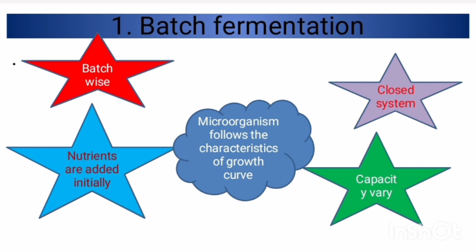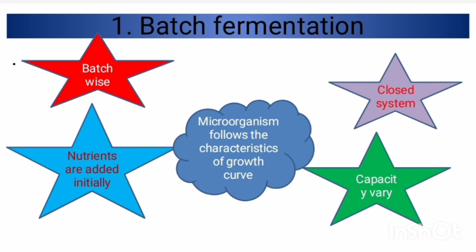Batch fermentation is regarded as a closed system. It is a process in which a large volume of nutrient medium is inoculated for the harvest and recovery of the product. At the end of the fermentation, the vessel or the fermenter is cleaned and re-sterilized for the subsequent batch. It is a closed system in which all the nutrients are added initially.